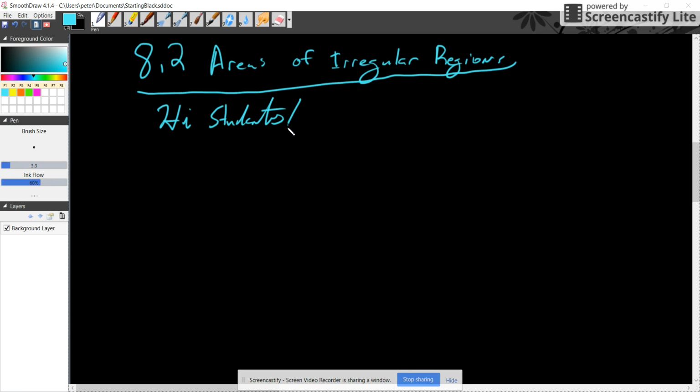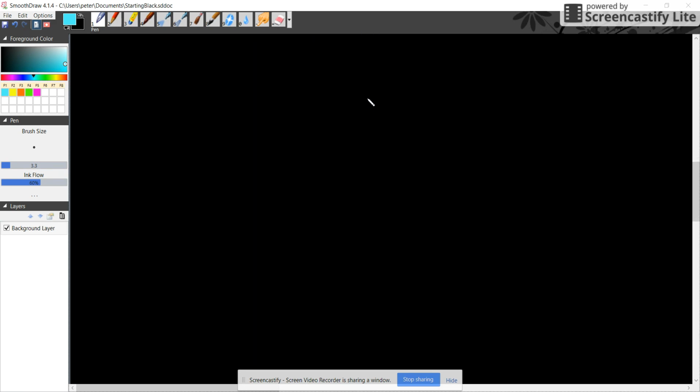But areas of irregular regions, we are really going to focus today on this main sticking point that gets most students. So that sticking point is finding the area of a square unit. So first we'll talk about our lake problem.